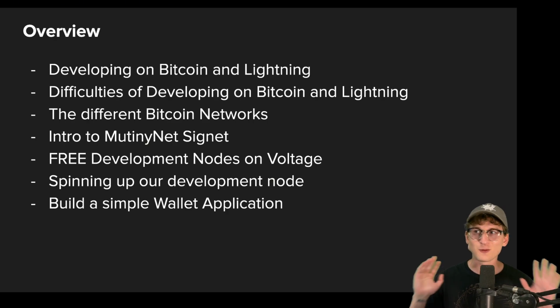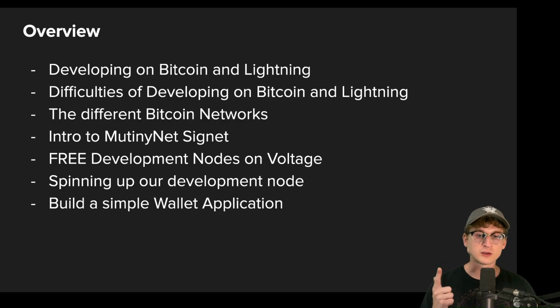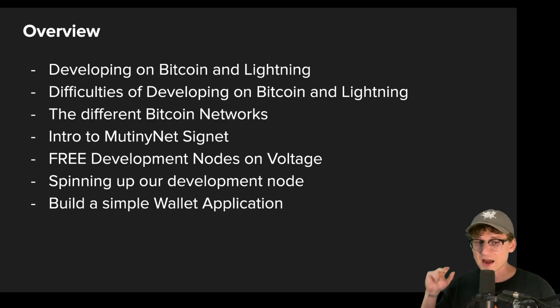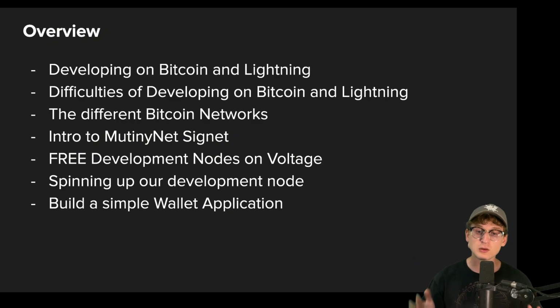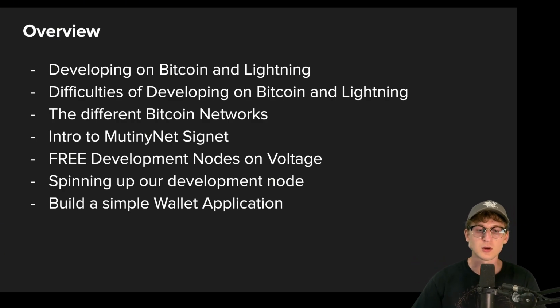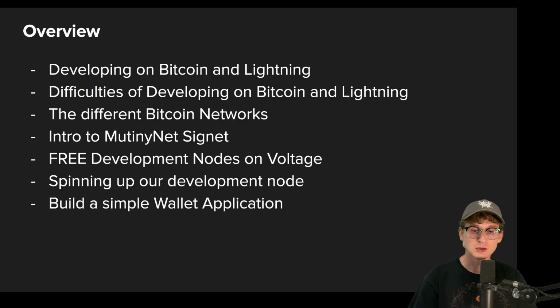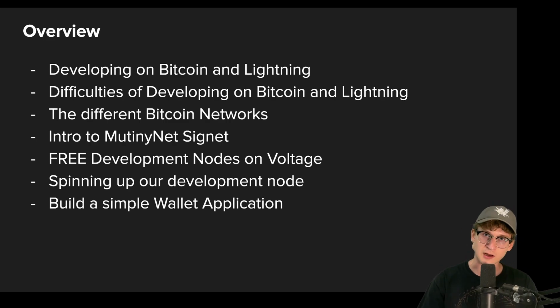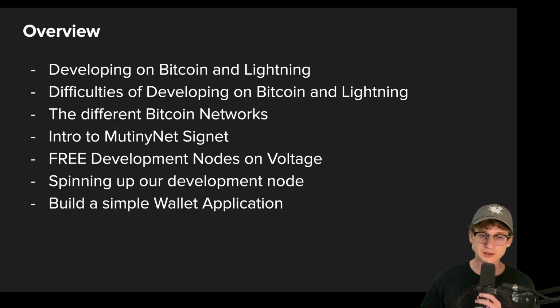Okay, and so this is the overview of what we're going to be going through. Developing on Bitcoin and Lightning, difficulties of developing on Bitcoin and Lightning. We're going to be talking about the different Bitcoin networks, and then that's going to lead into an intro for MutinyNet, the SIGNet that we'll be using, and just my favorite way to develop on Bitcoin and Lightning. And then we've got free development nodes on Voltage. We're going to spin up a development node, or I'll show you how, and then we'll build our simple wallet application. So this should be pretty straightforward.